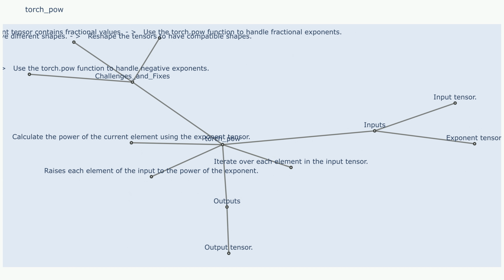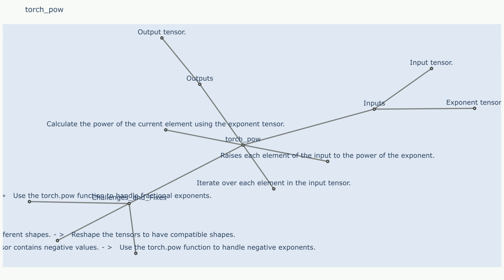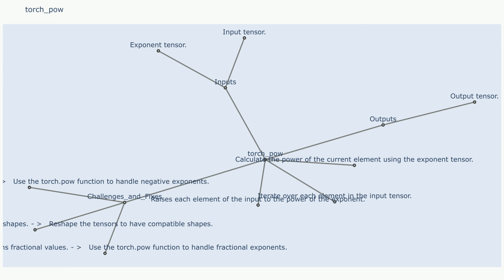Challenge 2: if the exponent is a negative number, the function will return a tensor with infinities for elements where the input is 0. Sample use case that resulted in challenge 2: Python, import torch, x = torch.tensor([0, 1, 2]), y = torch.tensor(-1), torch.pow(x, y). Fixes to challenge 2: for negative exponents, it's recommended to check if the input tensor contains 0 elements and handle them accordingly to avoid infinities.